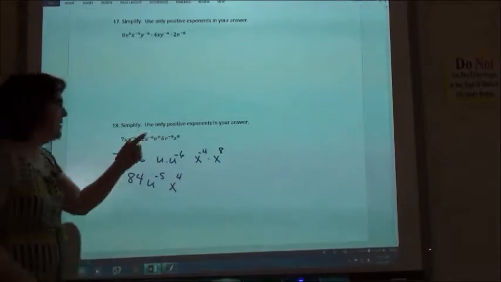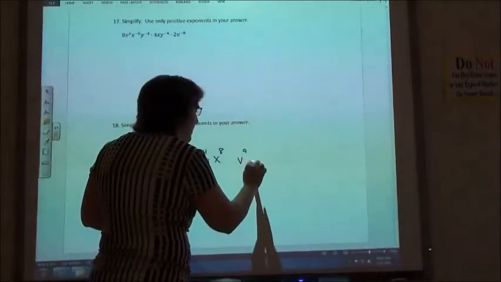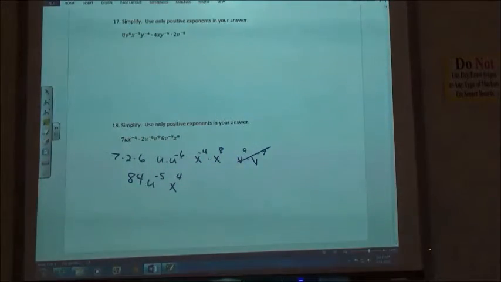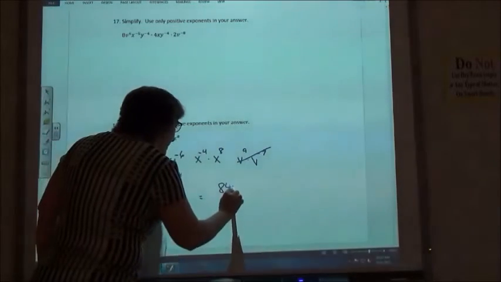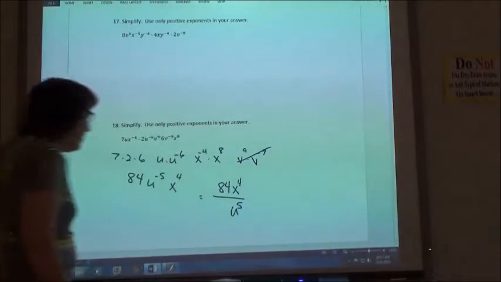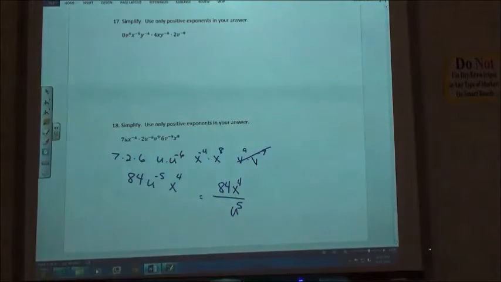And the other ones cancel. Because I have a v to the 9th and a v to the negative 9, which cancel out. So my answer with only positive exponents would be 84x to the 4th, u to the 5th. Oh, over u to the 5th. 84x to the 4th over u to the 5th. Exactly.